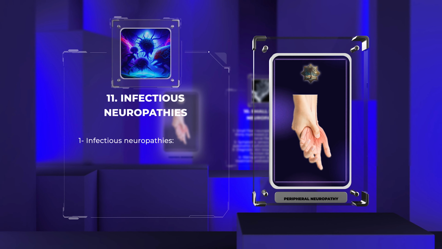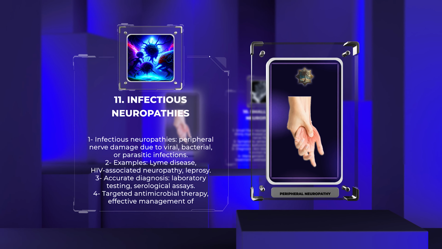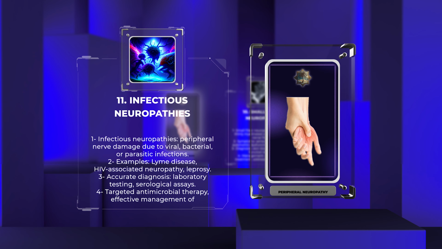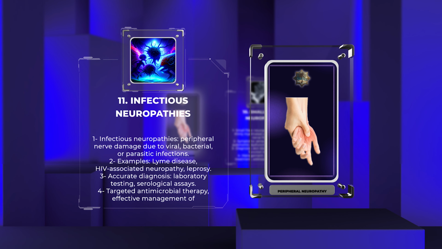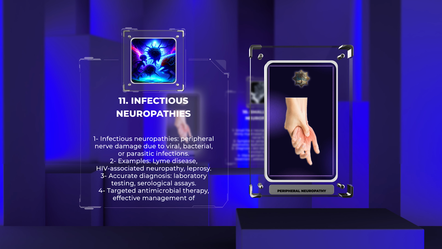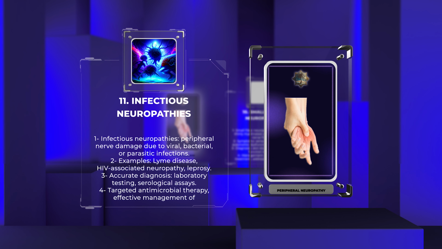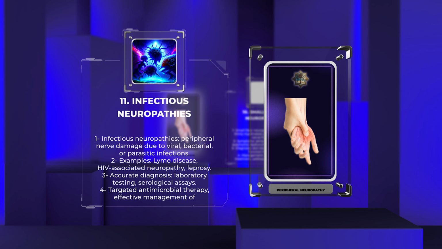Infectious neuropathies are a type of peripheral nerve damage that can occur due to infections caused by viruses, bacteria, or parasites. Some examples of these infections include Lyme disease, HIV-associated neuropathy, and leprosy. To accurately diagnose these conditions, it is important to perform laboratory testing and serological assays to identify the specific infection. By doing so, healthcare providers can start targeted antimicrobial therapy and effectively manage any complications that may arise.